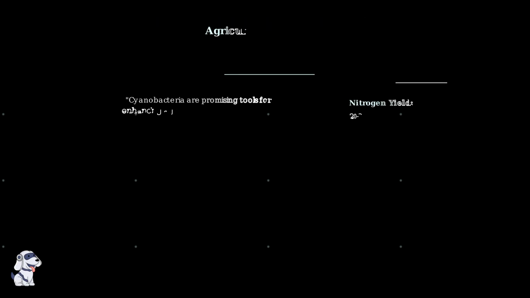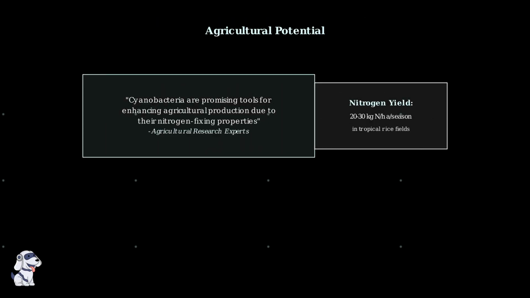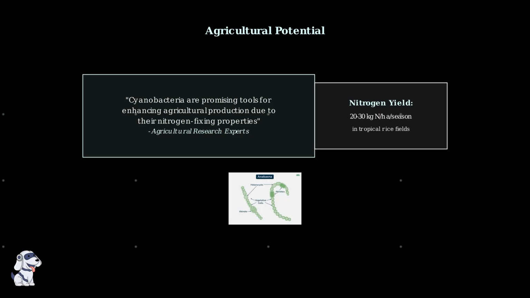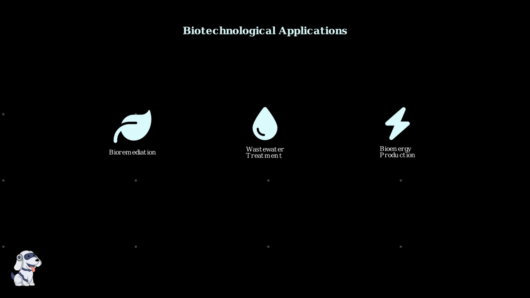Scientists and researchers worldwide are studying Anabaena with great interest, recognizing both its tremendous potential and the challenges it presents. Agricultural experts are particularly excited about Anabaena's potential as a natural biofertilizer. Research shows it can provide 20 to 30 kilograms of nitrogen per hectare per season in tropical rice fields. This potential comes from Anabaena's unique cellular structure, with specialized heterocysts that can convert atmospheric nitrogen into forms plants can use. Beyond agriculture, experts see tremendous potential in biotechnological applications. Anabaena shows promise for bioremediation, wastewater treatment, and even bioenergy production.